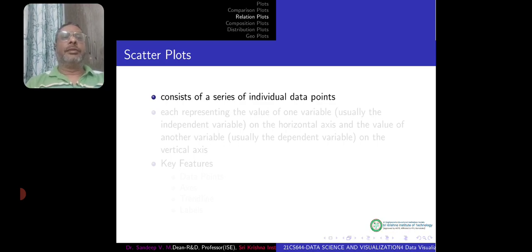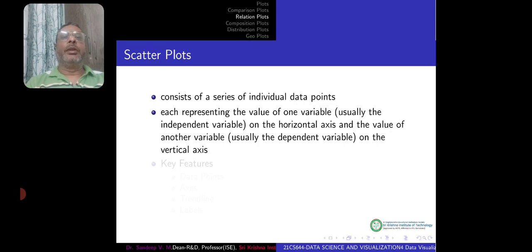A scatter plot consists of a series of individual data points, each representing a value of one variable, usually the independent variable on the horizontal axis, and the value of another variable, usually the dependent variable on the vertical axis. That's usually, but both the variables on the x-axis and y-axis can also be independent variables. As we discussed in our previous case, this scatter plot conveys a lot of meaning.